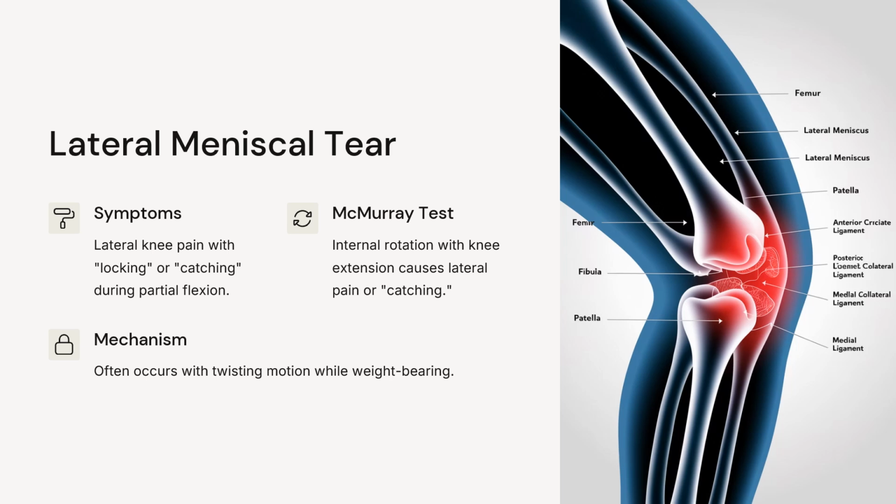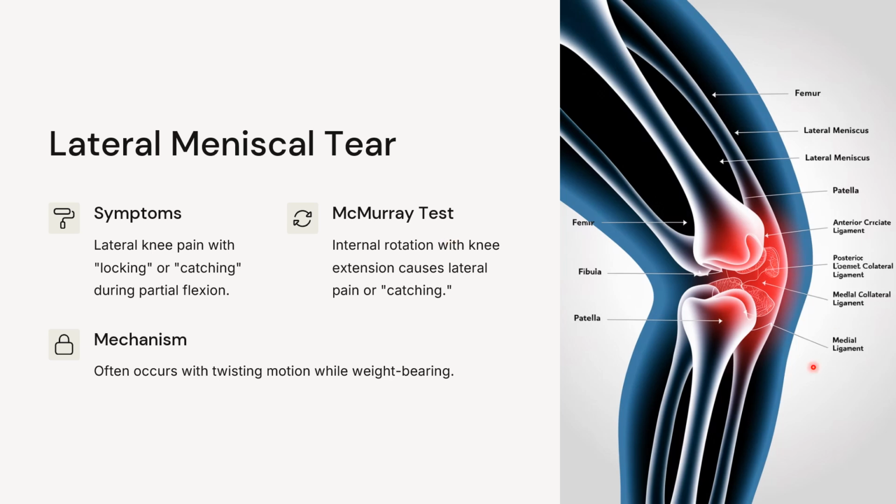In a lateral meniscal tear, there will be lateral knee pain with locking or catching during partial flexion. To diagnose a lateral meniscal tear, we will have to do the McMurray test. What is the McMurray test? In the McMurray test, the patient lies on their back, supine, with the knee in a relaxed position. The examiner stands beside the patient, facing the knee that is to be examined.